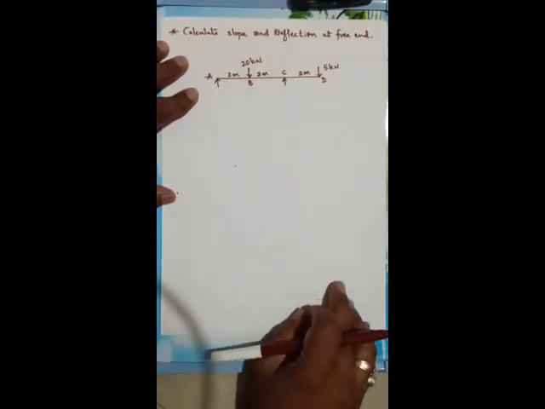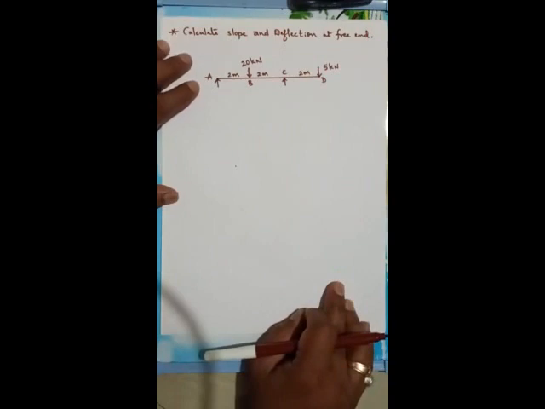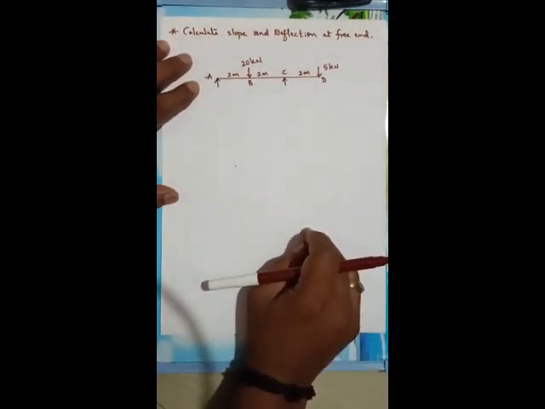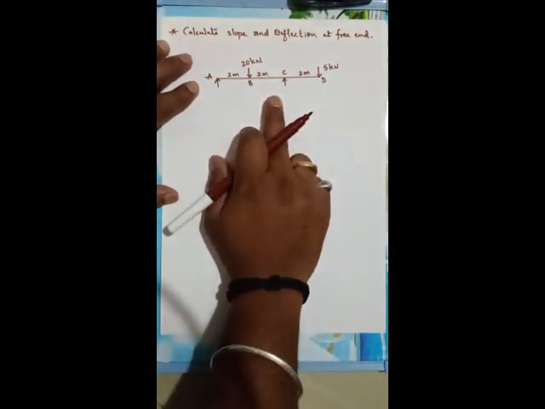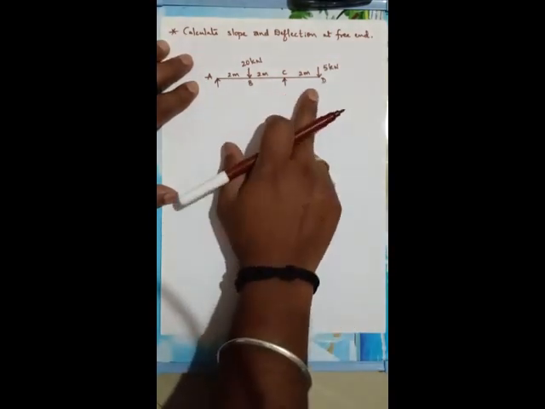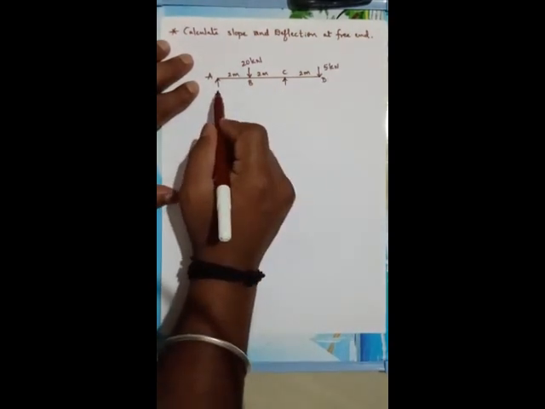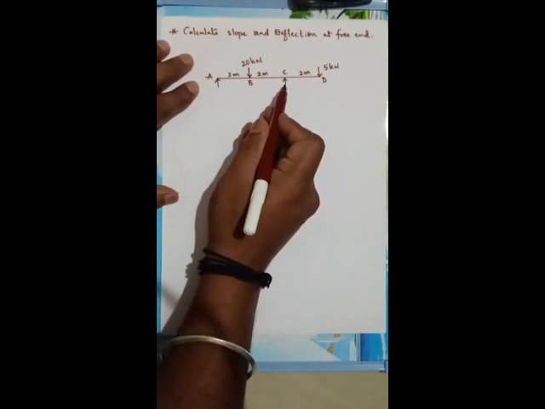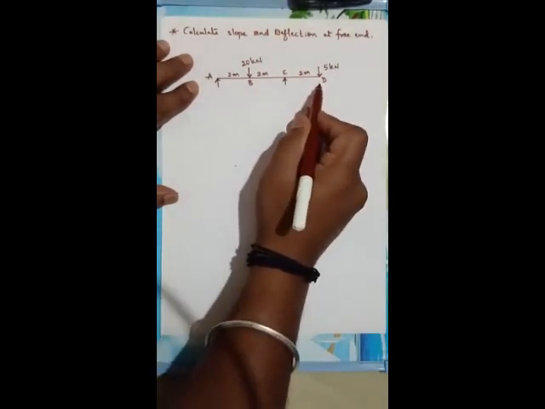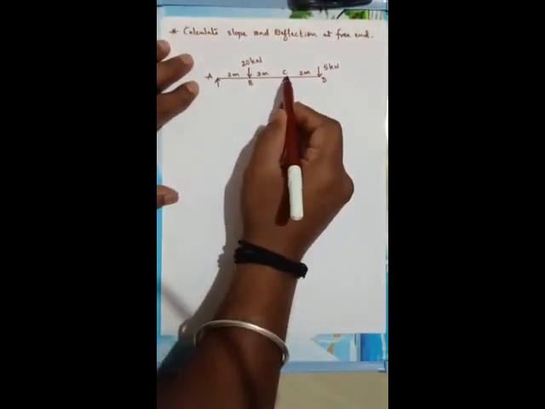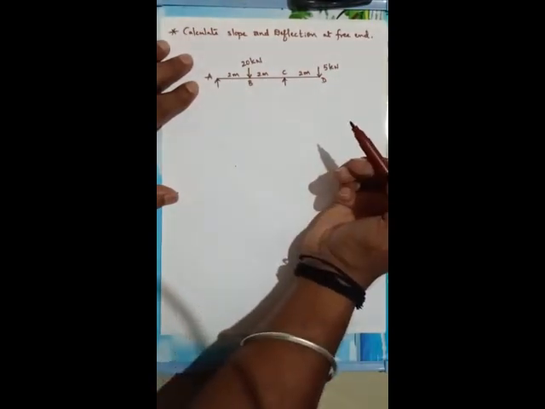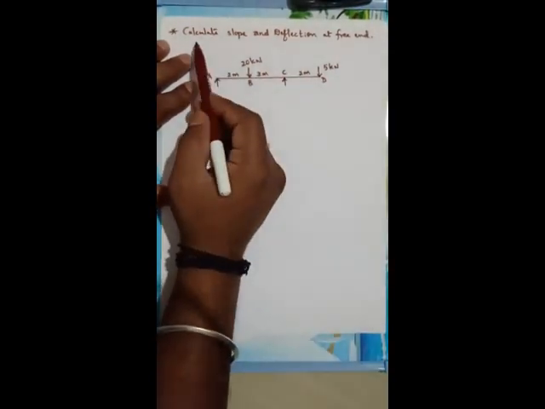Hello everybody, let us solve one more problem on moment area method. So we have solved problems on cantilever beams and simply supported beams. This problem is different. Here we have considered an overhang portion. This is a problem of a simply supported beam with an overhang portion: A to C, and the CD portion is the overhang portion.